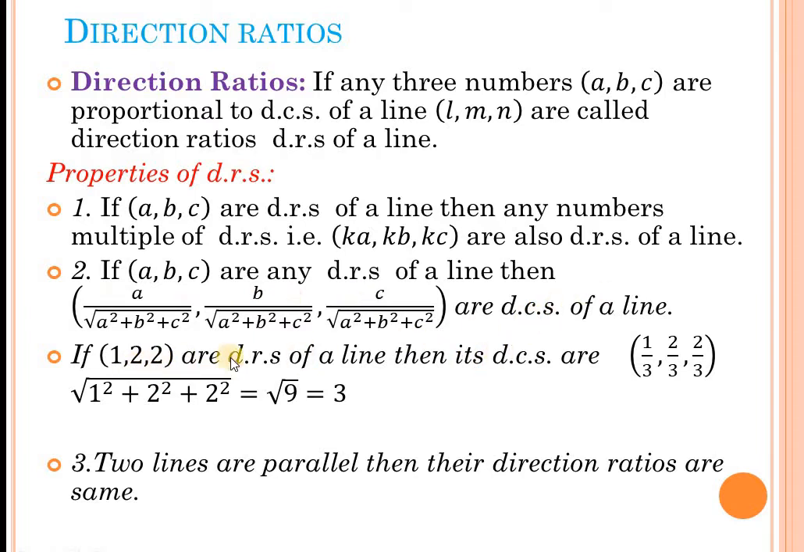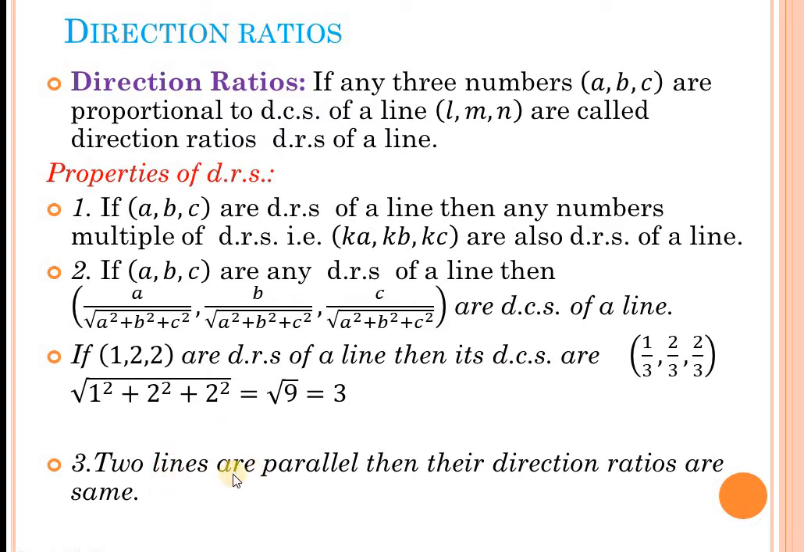Now if 1, 2, 2 are direction ratios of a line, direction cosines mean A upon square root of A square plus B square plus C square. So we first find the square root of A square plus B square plus C square: root 1 square plus 2 square plus 2 square, that is root 9, and root 9 means 3. Therefore 1 by 3, 2 by 3, 2 by 3 are the direction cosines.